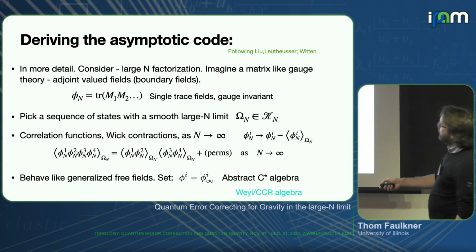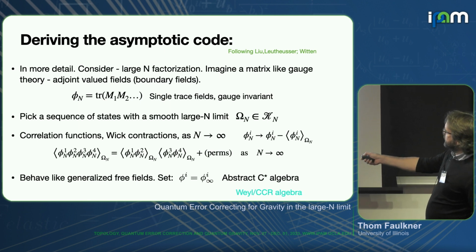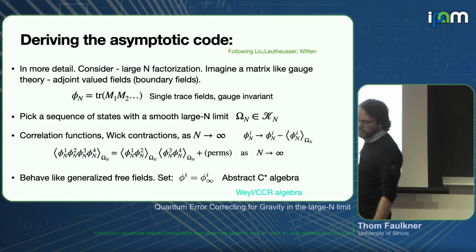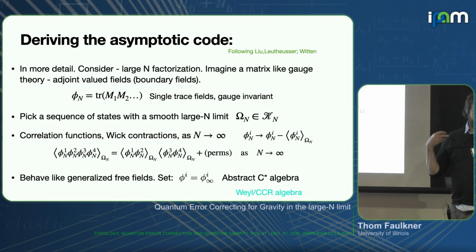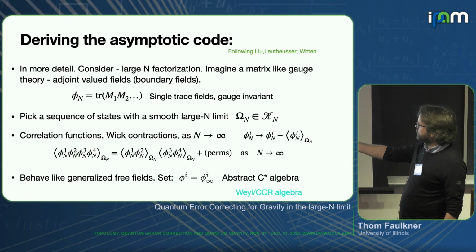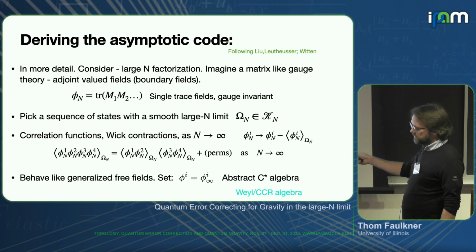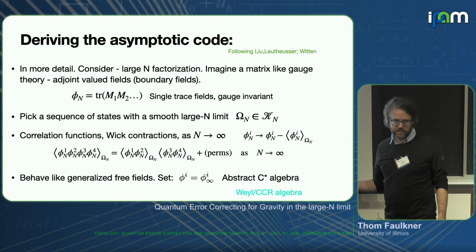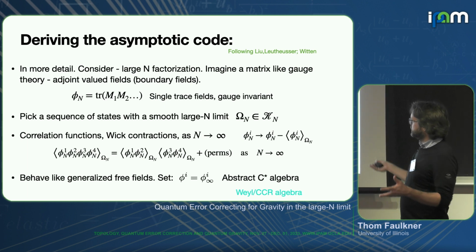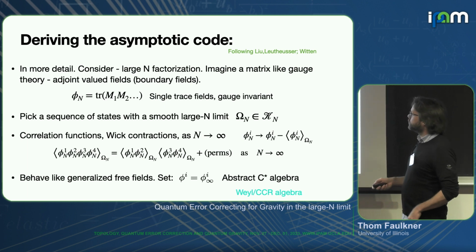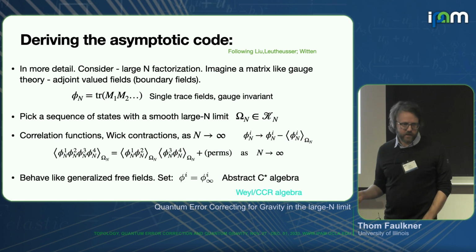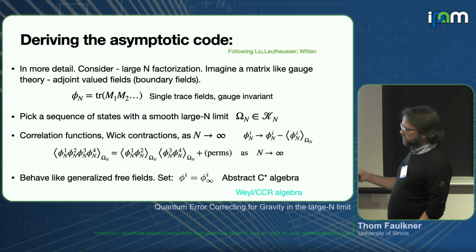fields. So the other thing we need is a sequence of states. And so, for example, we might pick a sequence, the vacuum sequence of states. And the important thing is that these single trace fields have some smooth large N limit for correlation functions in that state. Right? So you get correlation functions of these single trace fields, and in the large N limit, they have some nice description. In particular, the correlation functions sort of factorize. They start to factorize because of this large N factorization.